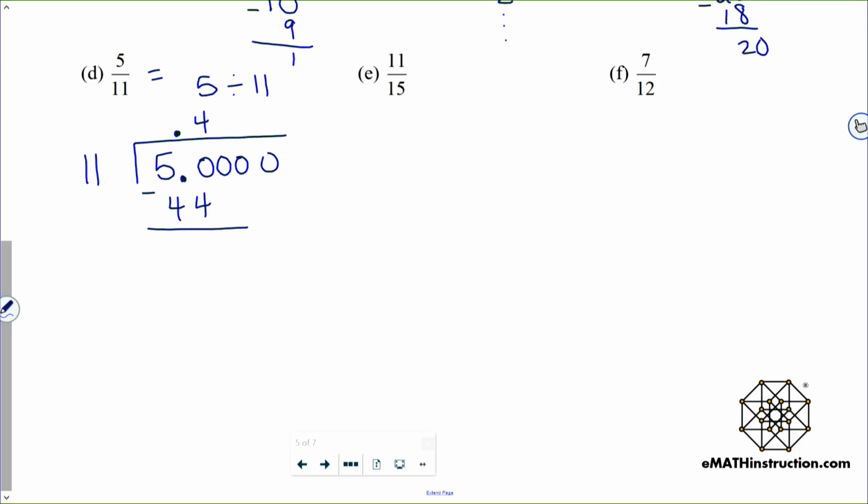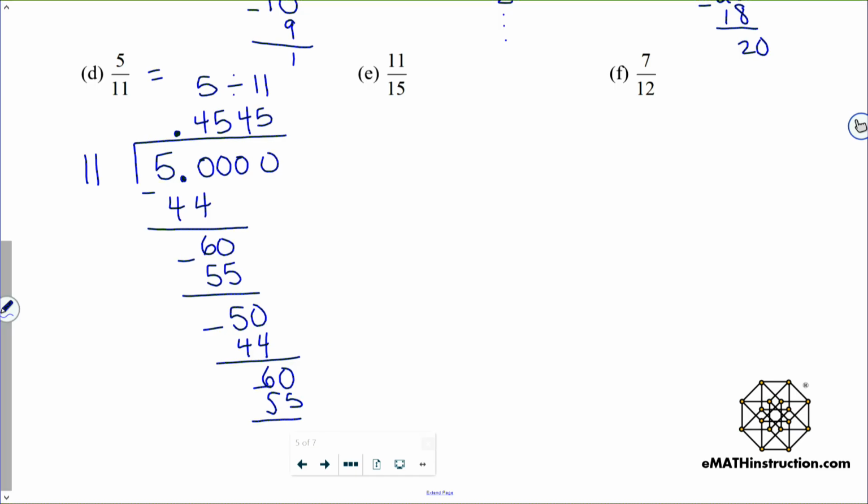When I do my subtraction, I'm going to get 60. How many times does 11 go into 60? That's going to be 5 times. That's going to give me 55. I'm going to subtract. I'm going to get 5. I'm going to have 50. How many times does 11 go into 50? That's 4 times. That's going to give me 44, right? I'm going to subtract. I'm going to get a 6. I'm going to drop a 0, get 60. How many times does 11 go into 60? That's going to be 5 times. That's going to be 55.